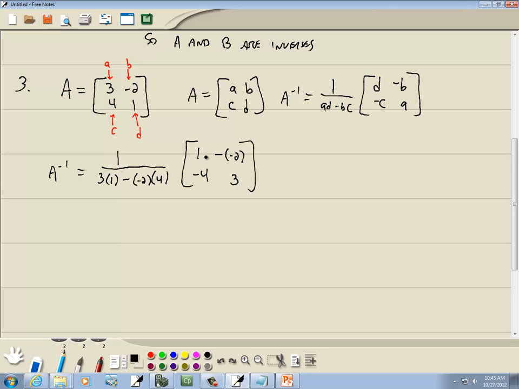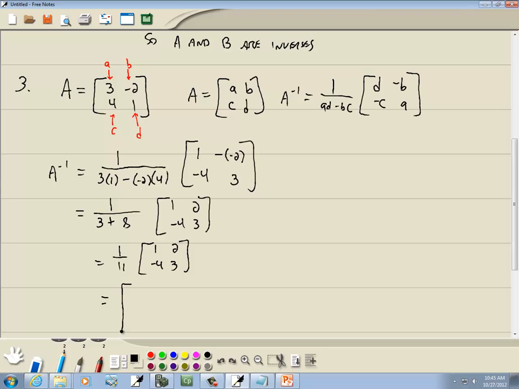This is D. 3, negative, okay. Which then gives us 3 times 1 is 3. Minus becomes a plus. 2 times 4 is 8. This is 1, 2, negative 4, 3. Which gives us 1/11 times 1, 2, negative 4, and 3.